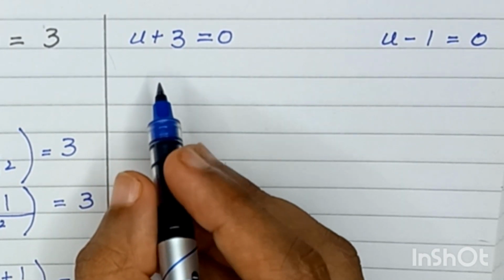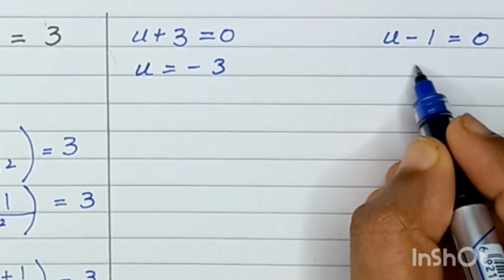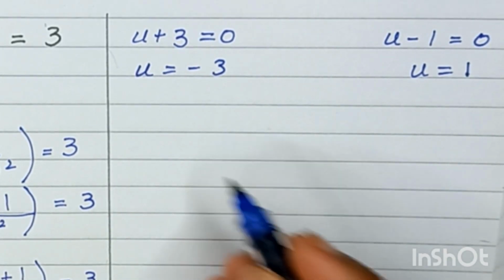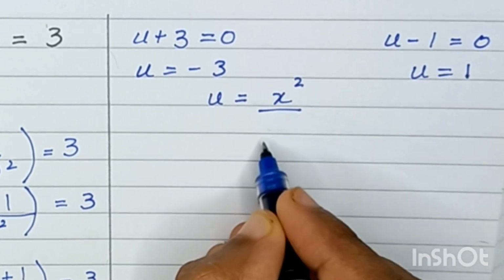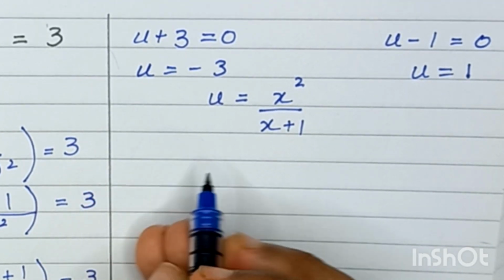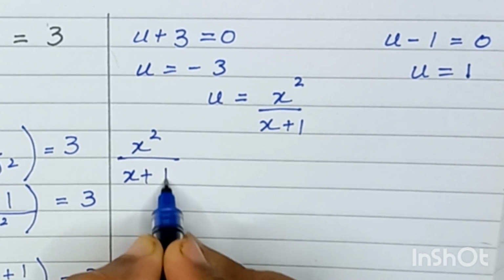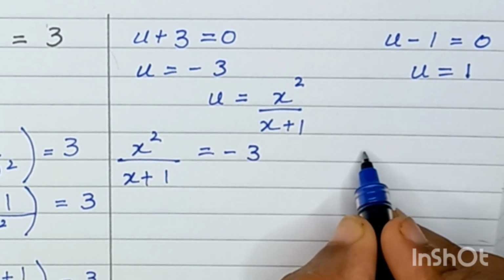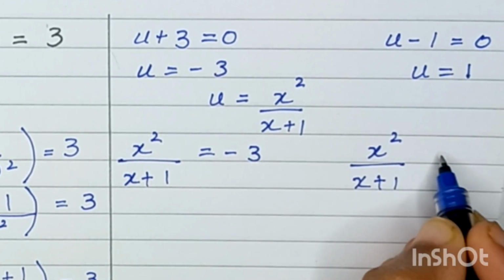From here we have u is equal to minus 3, and from here we have u is equal to plus 1. But we have already supposed that u is equal to x square divided by x plus 1. So the above equations will become x square divided by x plus 1 is equal to minus 3, and here u is equal to 1, so x square divided by x plus 1 is equal to 1.